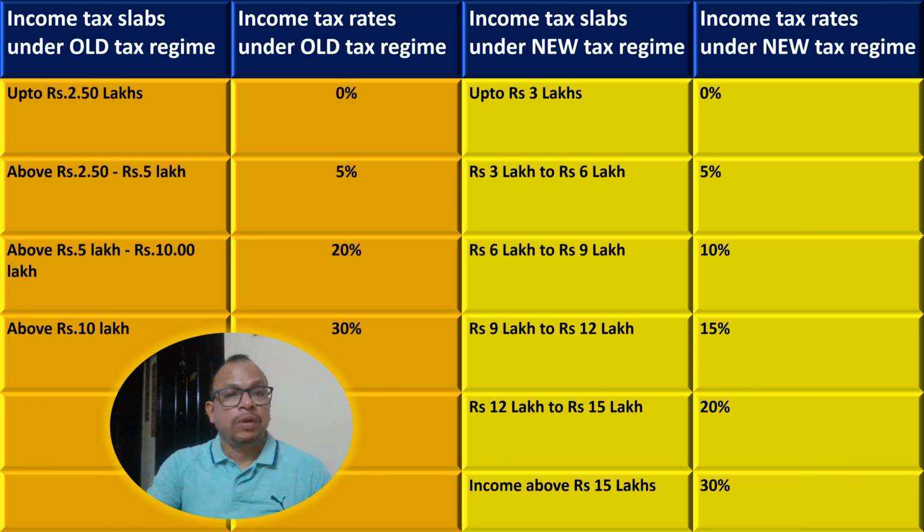Under the old tax slab, from 5 lakhs to 10 lakhs it is 20%, and above 10 lakhs it is 30%. But now, from 6 lakhs to 9 lakhs it is 10%, and from 9 lakhs to 12 lakhs it is 15%. From 12 lakhs to 15 lakhs it is 20%, and above 15 lakhs it is 30%. So there are changes in the tax slabs as well as the tax rates, and it has affected the taxpayer also.